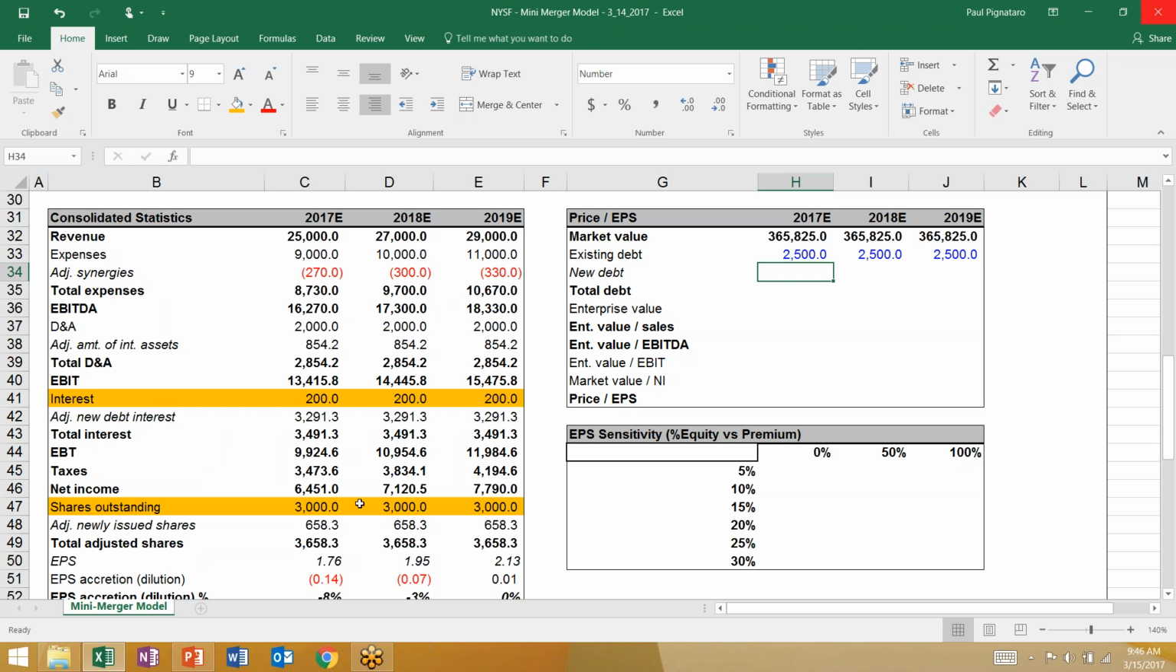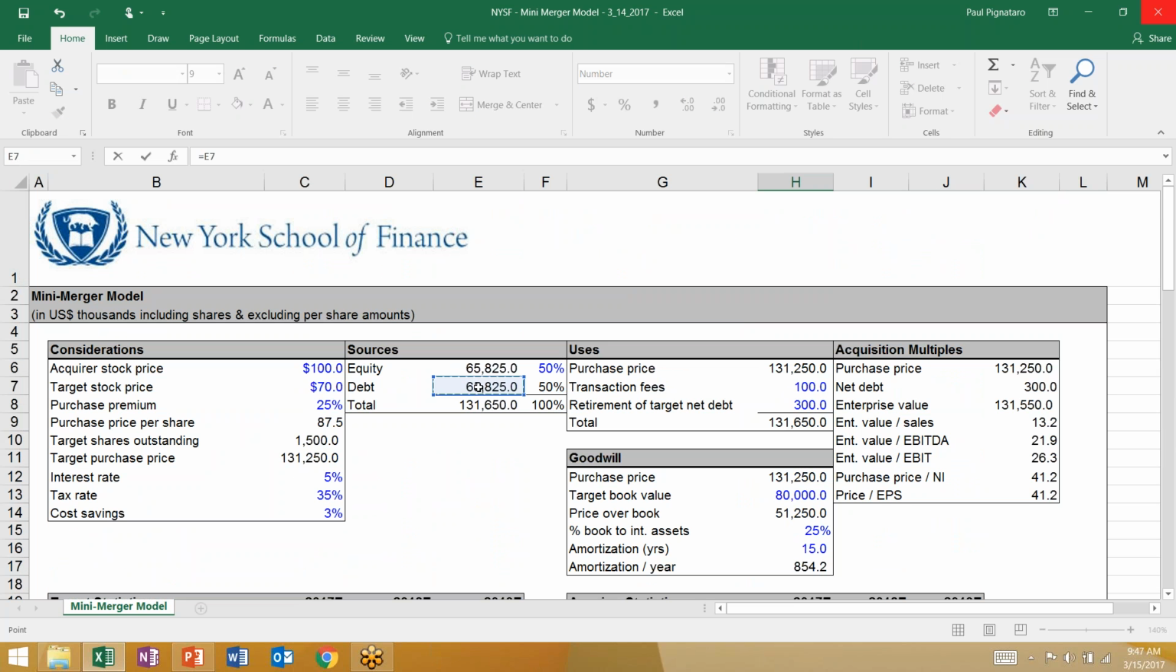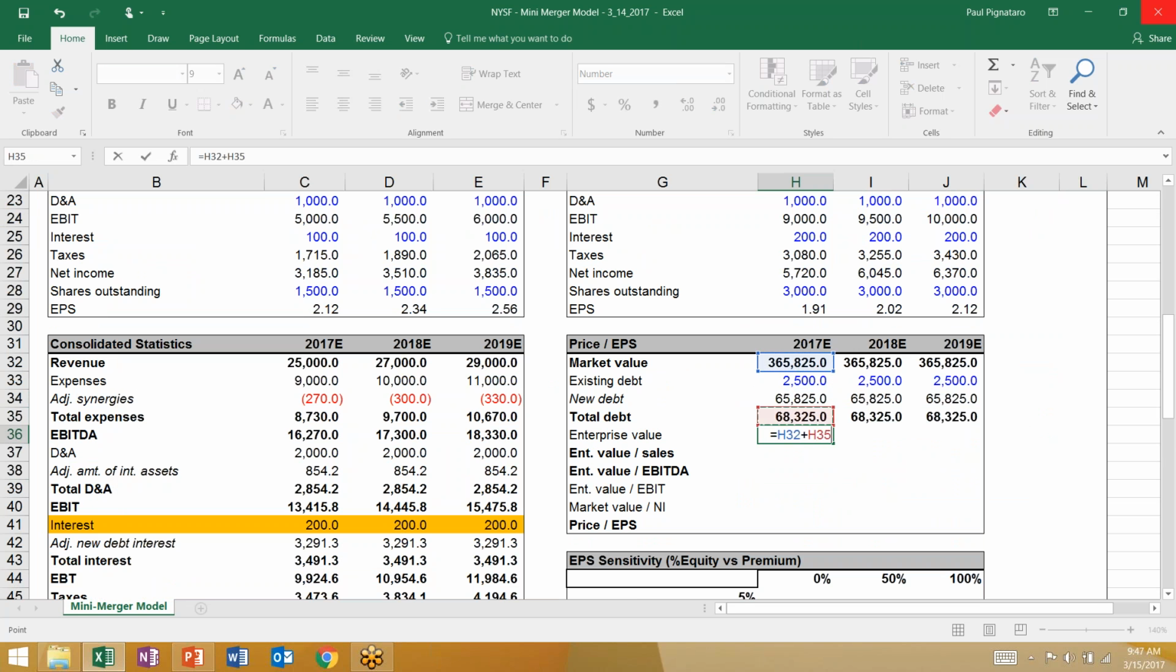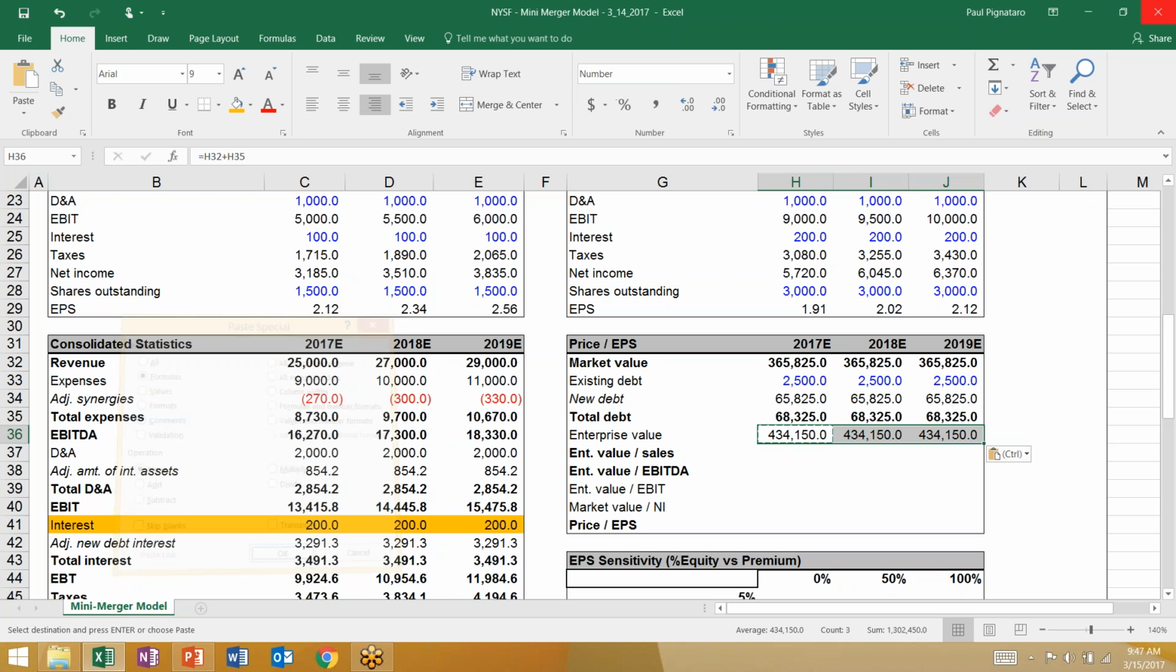So let's say we had to go to the acquirer's model or the acquirer's annual report, and we noticed that they had $2,500 in debt. So for the enterprise value, we need to get the equity value or the market cap, which we have. We need to get the debt of the acquiring business plus the new debt raised to fund the acquisition. Okay? That would give us total debt and total enterprise value. Okay? Make sure you guys are getting that.